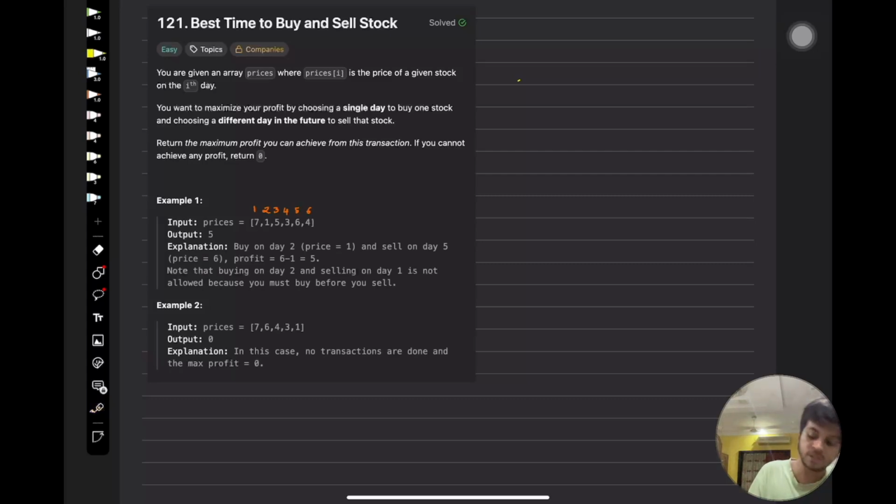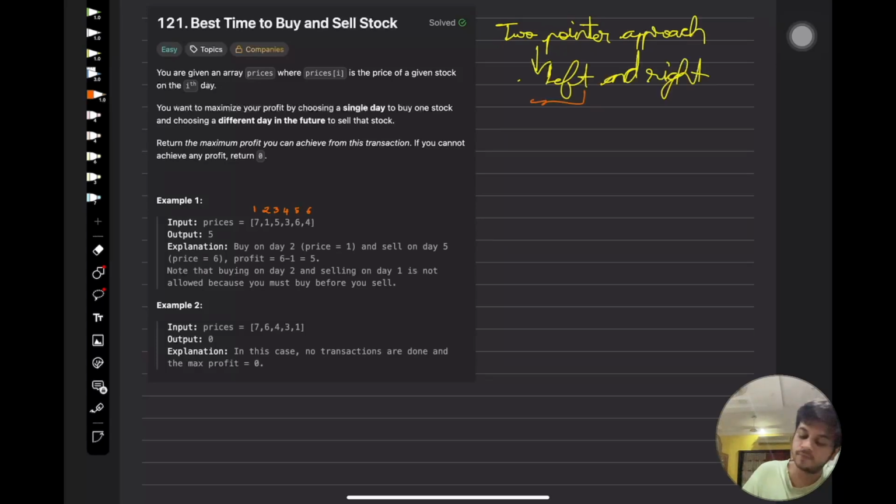So the approach which I will be using over here is the 2-pointer approach. So what does 2-pointer mean? Here left will be for the buying and right will be for the selling. So I'll first initialize left at index 0 and right at the first index. So here will be the left and here will be the right.